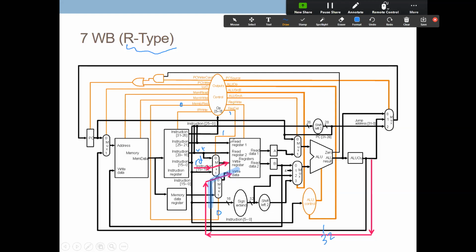Is there anything else I need to set so that I can do write back? Register write has to be 1. Exactly, yes. So register write has to be 1 to enable that you can write the data into the register. So once you enable register write and put the two proper values on the multiplexers, then the data can flow from the ALU out and be written in the right place in the register file.